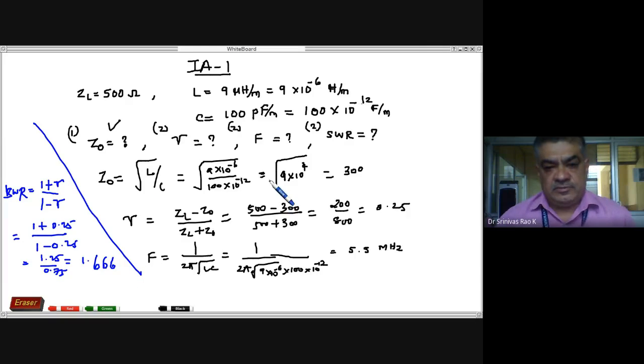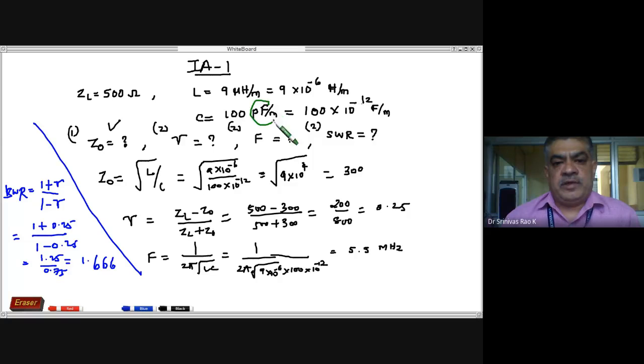Now here some students have mistaken this question. I don't know what they have done. Here they have put picofarad as microfarad. They have changed it themselves. I don't know why. They have not seen the question paper properly. They have changed it, and all the rest of the calculation is correct, but there is some issue with this picofarad.